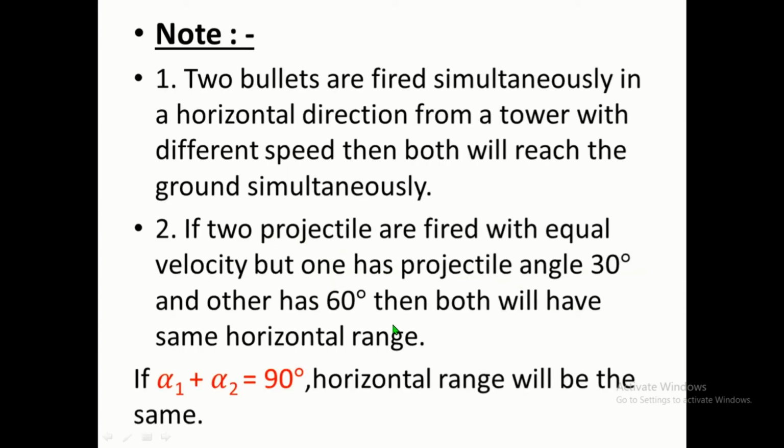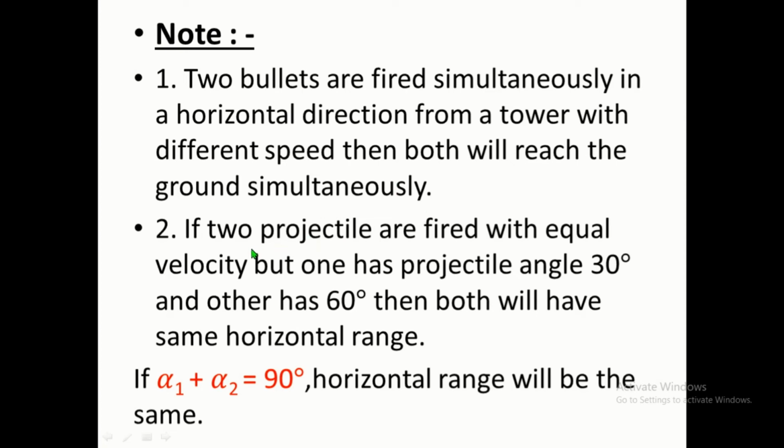Here are two important notes that can be asked in the exam. Two bullets are fired simultaneously in a horizontal direction from a tower with different speeds. Suppose the first one has higher speed and the second one has lower speed. Then both of these bullets will reach the ground simultaneously. It is not the case that the bullet with higher velocity reaches the ground first. Whether the speed is the same or different doesn't matter, both bullets will reach the ground simultaneously. I can give the proof, but just remember this note, as we do not require the proof in the exam.